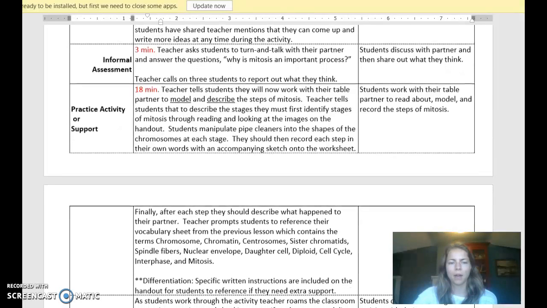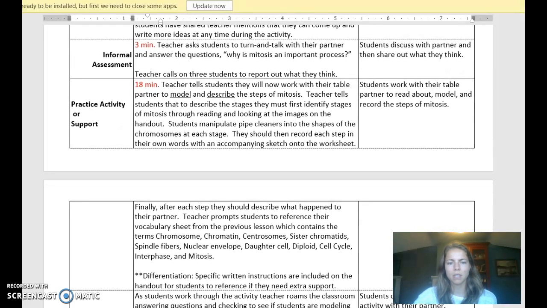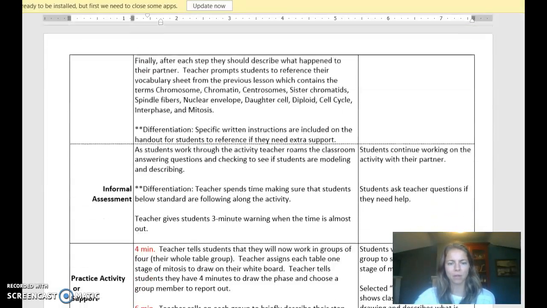And then now this is kind of the main bulk of the activity. So students will work with their partner to model and describe. So this is when they're going to be doing the verb that is in my academic language section. So they have a handout that they're working through with their partner. And while they're basically reading about the stages, modeling them with pipe cleaners, then describing them to their partner, I'll be moving around the classroom, checking in with people if they have any questions.